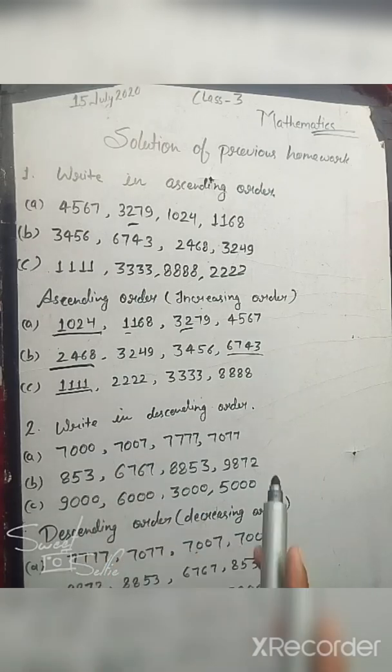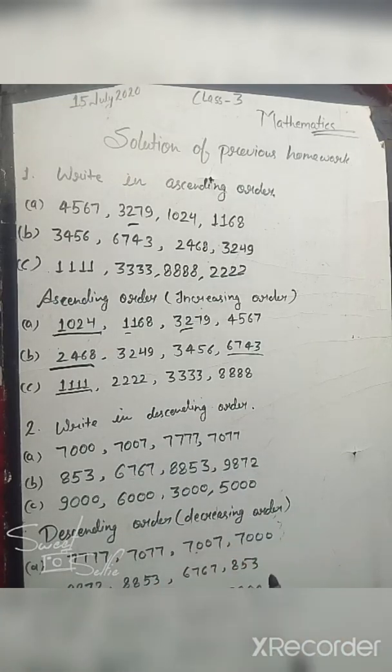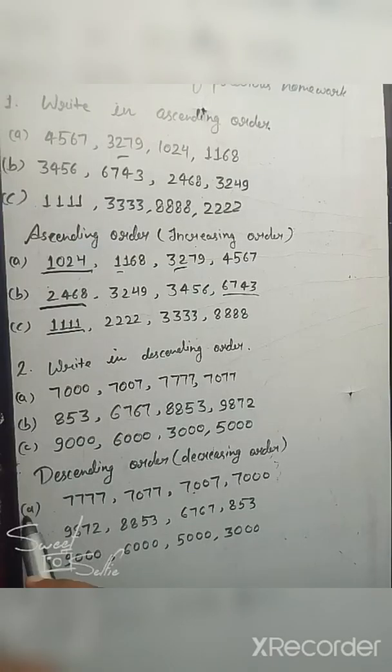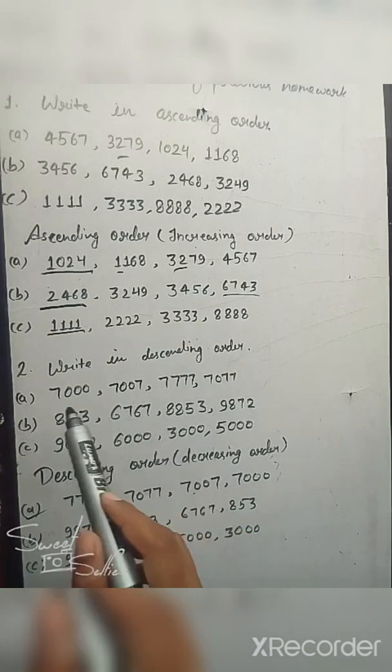Okay. Look at question number 2. Write in descending order. First is 7000, 7007, 7077, and 7777. So descending order means decreasing order, means घटते हुए क्रम में. That means सबसे बड़ा फिर उससे छोटा और लास्ट में सबसे छोटा. Okay. So A, for writing descending order, we will choose the greatest number among these numbers.